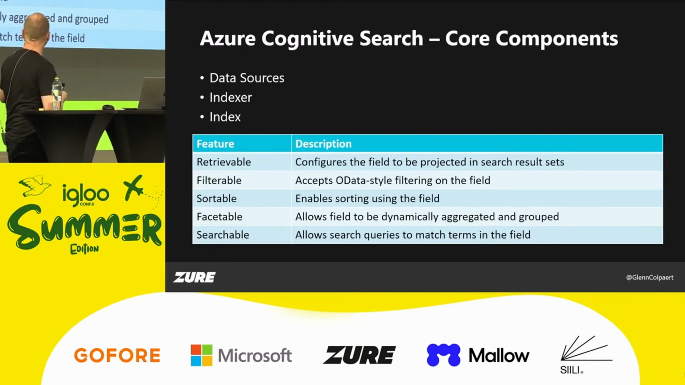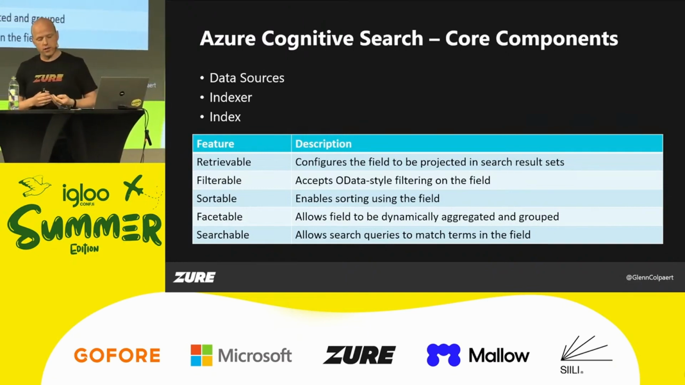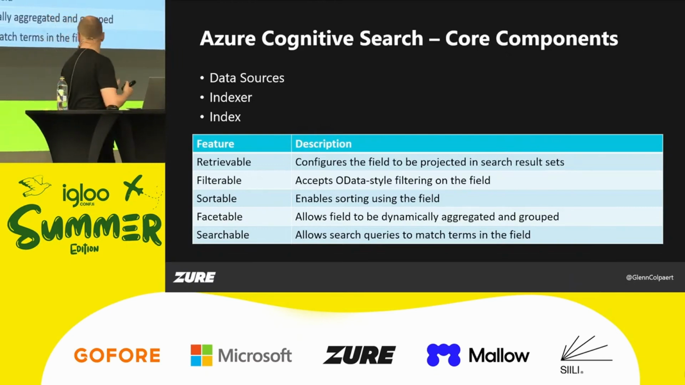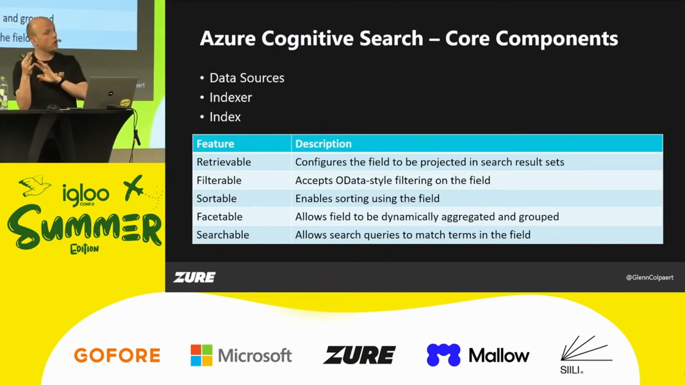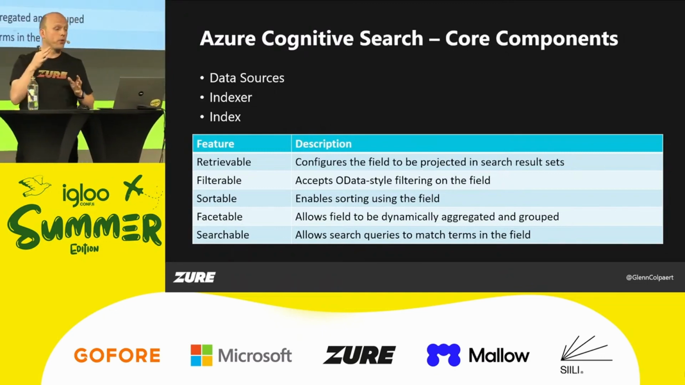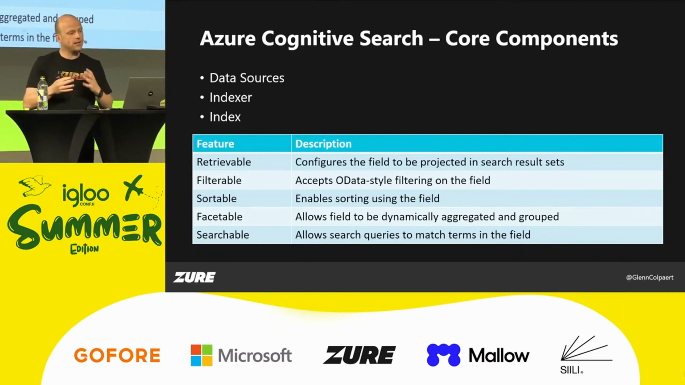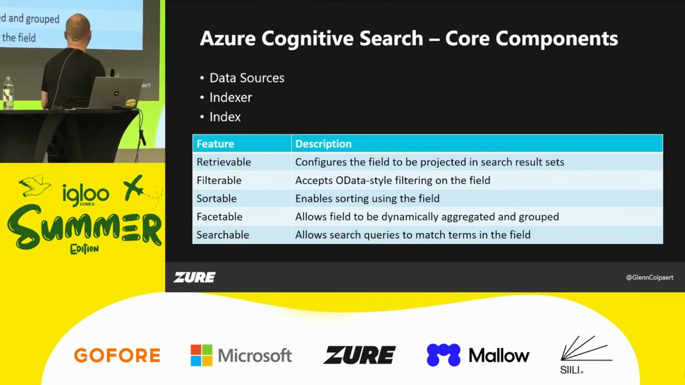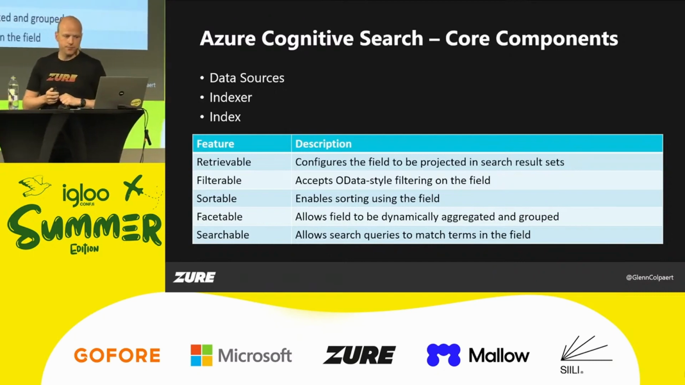But these are important to take into account and to know what you want to do with your data. So if you want to sort on a particular field, you make it sortable. If you want to filter with OData style querying, you put that filterable value over there. And so based on those settings, you will start creating that index.